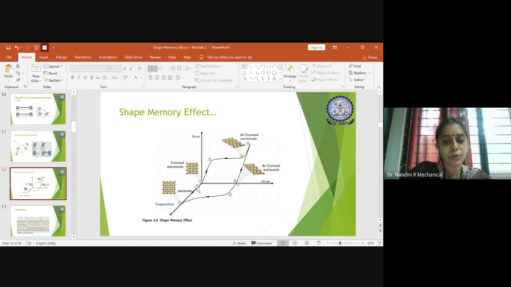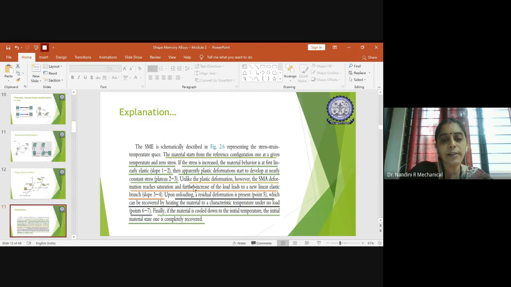As it moves from 1 to 2, you have the variation in your stress value. So you can say when the shape memory alloy moves from 1 to 2, you have the variation in the stress because you are applying temperature to the shape memory alloy. Due to the enhancement in the temperature, the stress increases, right? So the stress increases and the material behavior is at first linearly elastic.